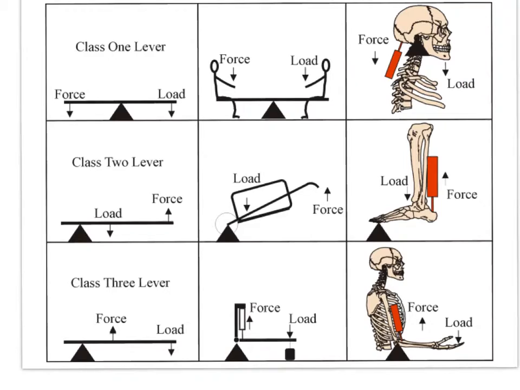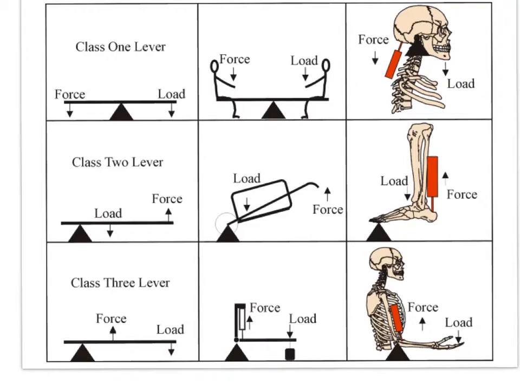Here is a nice slide that compares the three types of levers, first, second, and third, with an example of each in the body. In this slide, you can see the position of the three components: the fulcrum, applied force, which is the muscle action, and the resistance or load, what needs to be lifted.